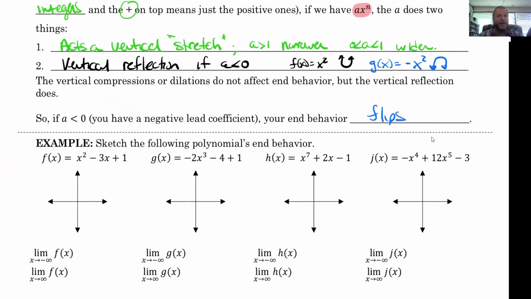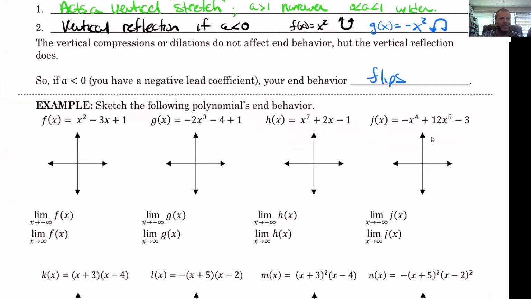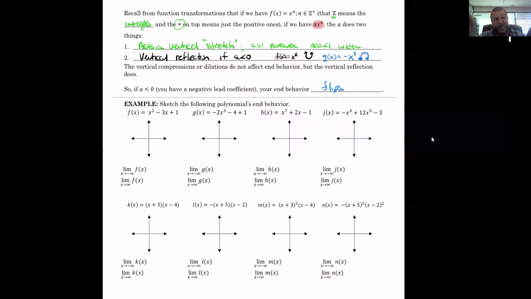All right, I'm going to pause for a second and do these examples, just because there's a lot of them. I would always recommend trying these things on your own and seeing what you get.